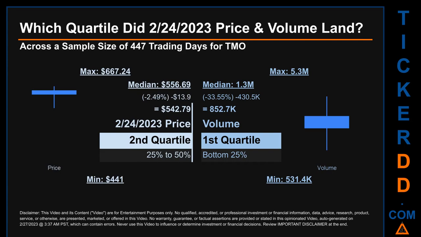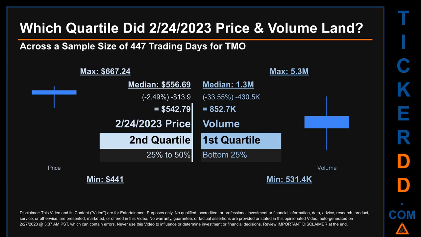Which quartile did February 24, 2023 price and volume land? Across a sample size of 447 trading days, the maximum end-of-day price for TMO was $667.24 while the minimum was $441. Within that price range, February 24, 2023 price, of $542.79, landed within the second quartile, putting it within the 25% to 50% range of all sampled end-of-day prices. The day's volume landed within the first quartile, at the bottom 25% of all sampled daily volume, which saw a max daily volume of 5.3 million and a minimum of 531.4 thousand.